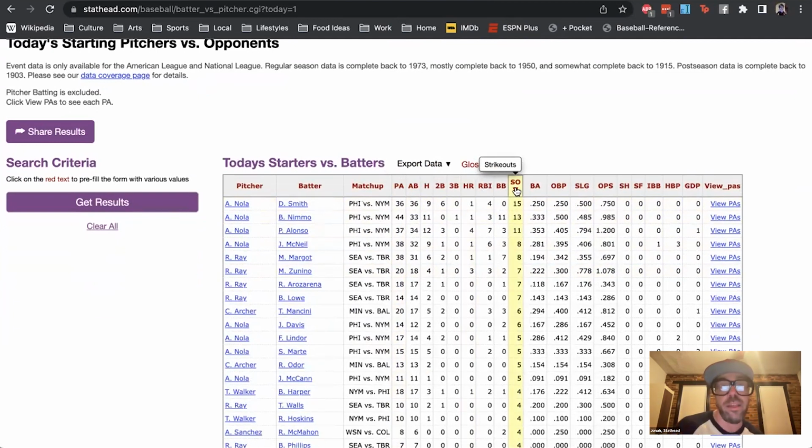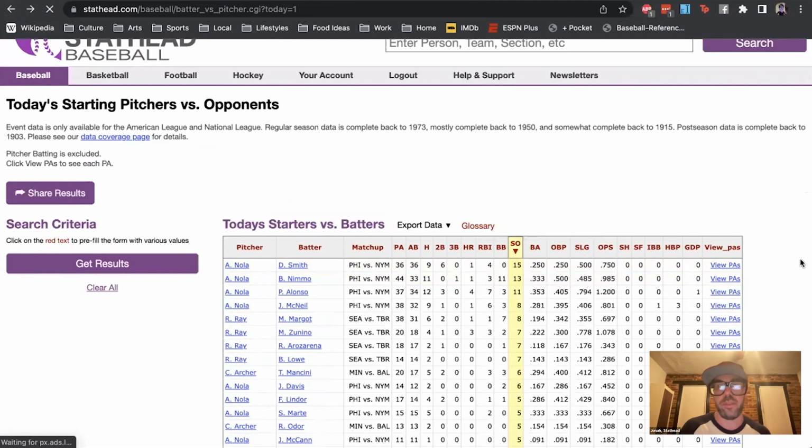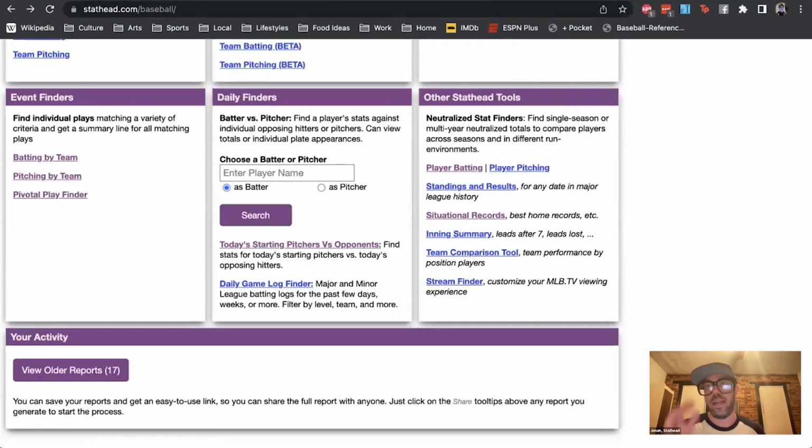So Nola has had some success against Alonso. Even though the OPS is high, he has struck him out 11 times. He struck out Nimmo 13 times, McNeil 8. So this is today's starting pitchers versus opponents. If you're a fantasy player, you want to do that.